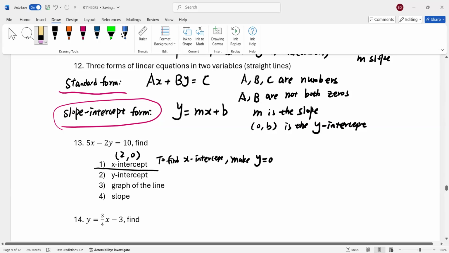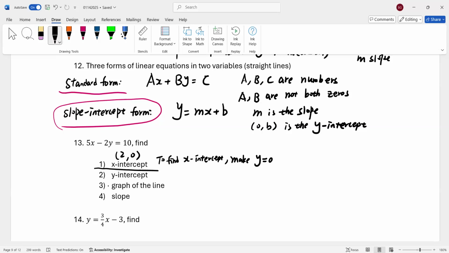For y-intercept, to find a y-intercept, make x be 0, because the y-intercept is on the y-axis. Any points on the y-axis have x value 0, right? And let me show you how convenient it is here.